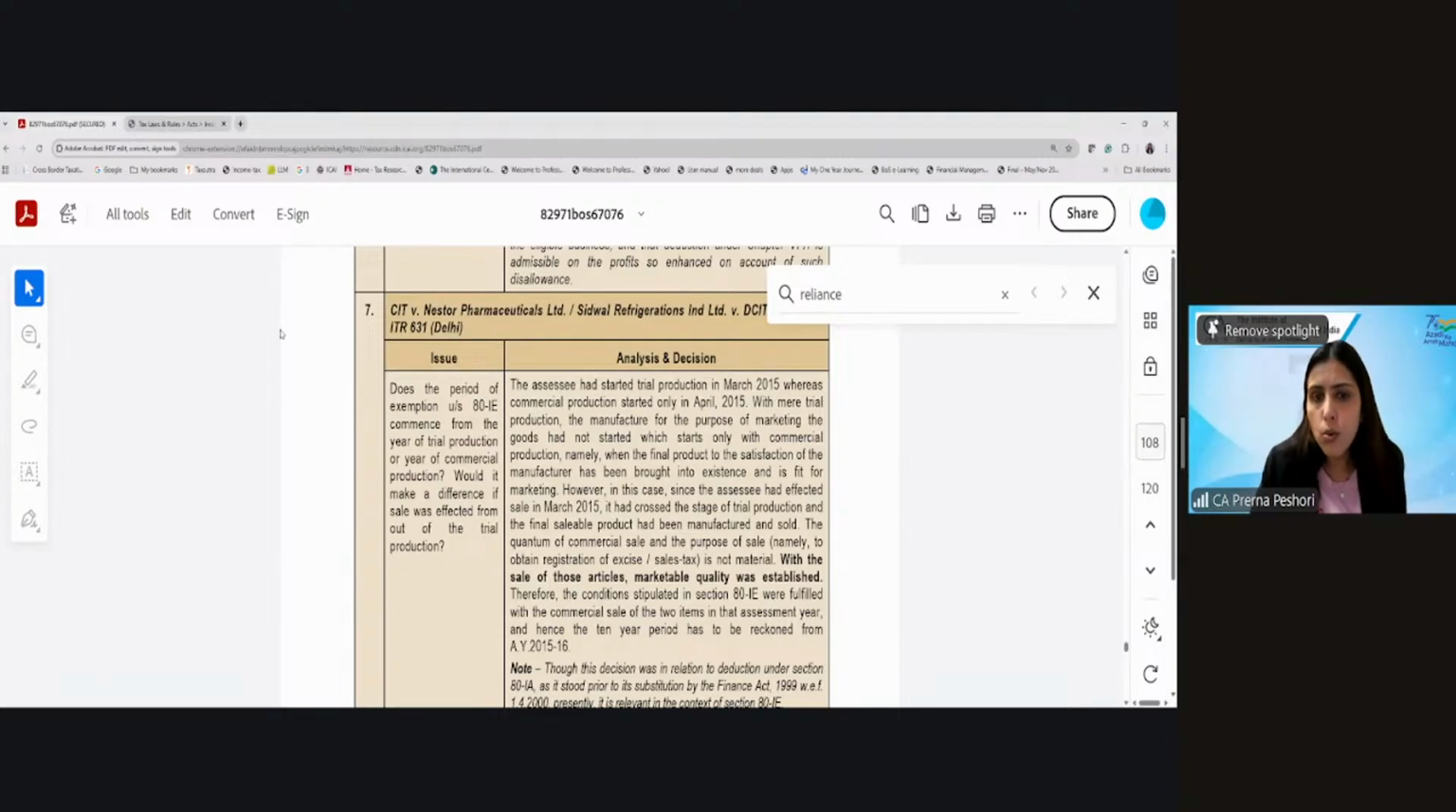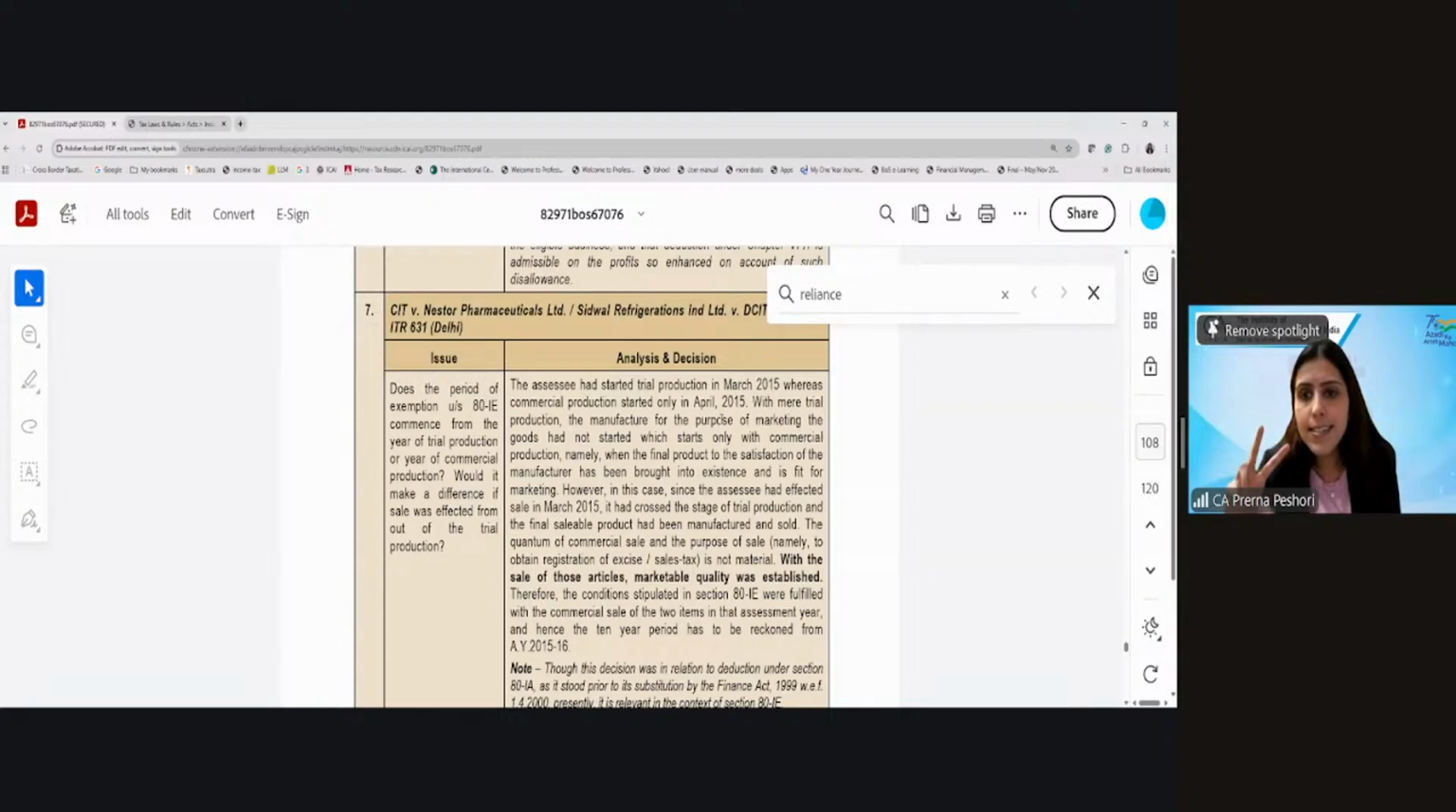So the Delhi High Court noted that if the trial production has started, let's say in the month of March, and the commercial production began in April, with the trial production the intention was just to see the quality. The manufacturing for the purpose of commercial production had not started. It will only start when the actual production starts, when the final product is of adequate quality and ready to sell in the market. It is fit for consumption.